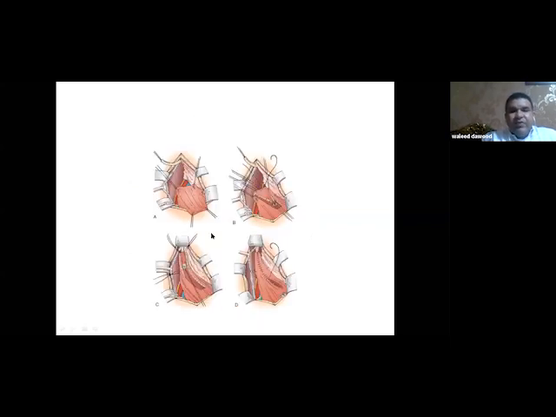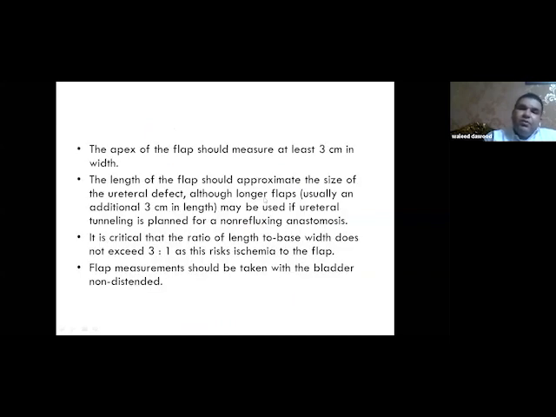The apex of the Boari flap should measure at least 3 centimeters in width. The length of the flap should be approximately the size of the ureteral defect, although longer flaps, usually an additional 3 centimeters, may be used if ureteral tunneling is planned for a non-refluxing anastomosis. It is critical that the ratio of length to base width does not exceed 3:1, as it risks ischemia to the flap. Flap measurement should be taken with the bladder not distended.